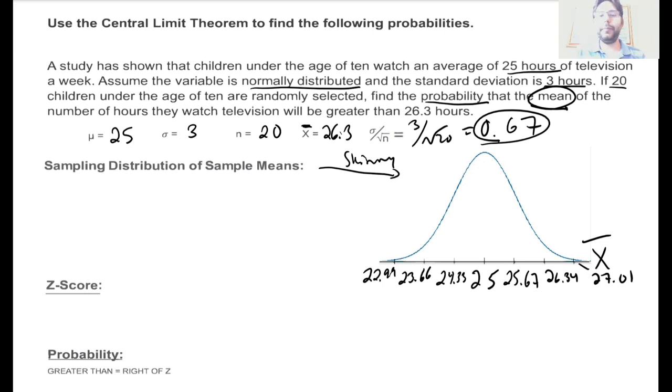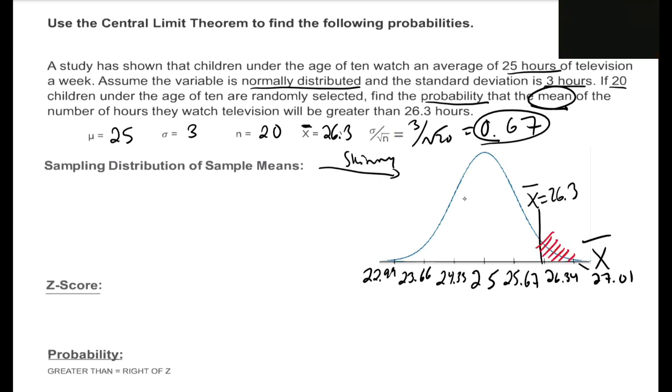Again, we're not going by sigma, we're going by sigma divided by square root of n because we're using the central limit theorem here. So now they're asking for the probability that the mean number of hours they watch television is greater than 26.3. So that means we're talking about around here. This is my x bar, 26.3, and we want it to be greater than. Greater than means shade to the right. So I'm going to go ahead and shade to the right, right there. Okay, so now we've got our sampling distribution of the sample means and we drew our diagram.